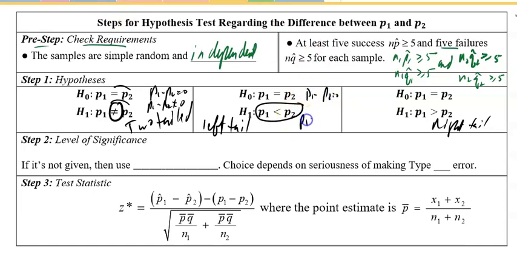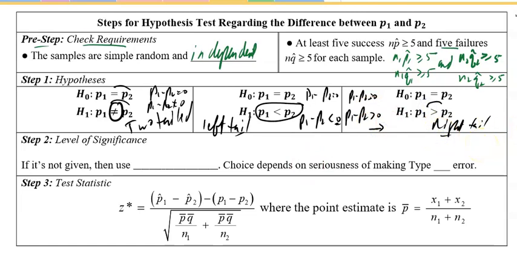And here, P1 minus P2 is negative. That's how you know it's a left tail. And here, P1 minus P2 equal to 0. That's the null hypothesis. P1 minus P2, if you move this to the left, it will be bigger than 0, positive. That's a right tail.